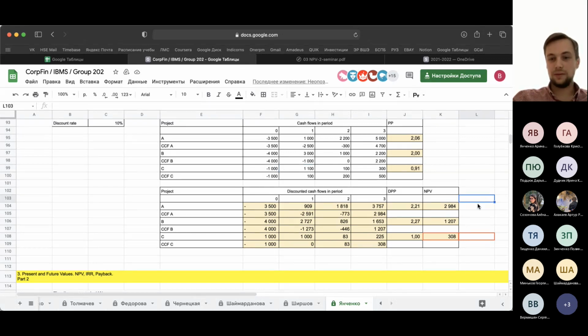Okay, and in every seminar I will ask these questions. So who can explain in your own words what the discounted payback period is, and how it differs from the ordinary payback period?